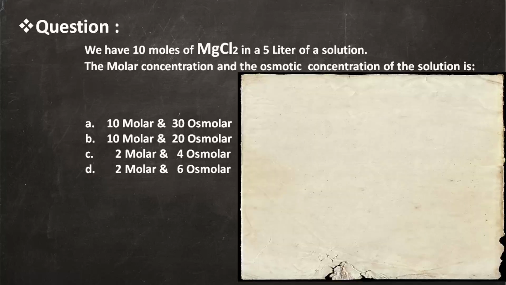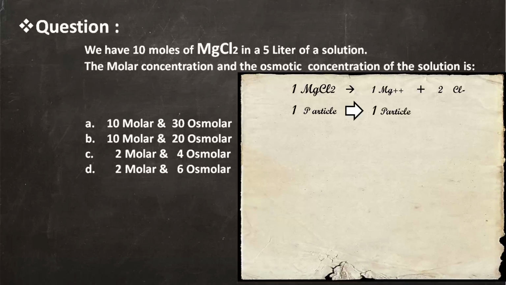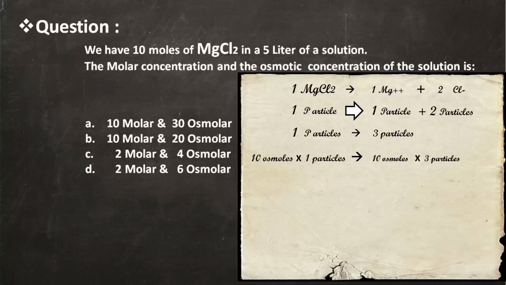Here is the solution for you. One magnesium chloride molecule in a solution dissociates into one magnesium ion and two chloride ions. Therefore, when we express it in concentration, one particle of magnesium chloride will dissociate into three particles. Therefore, 10 moles of magnesium chloride will form 30 osmoles in a solution.